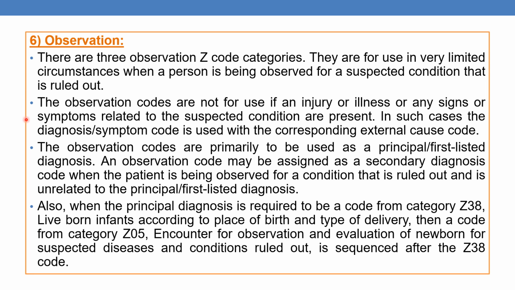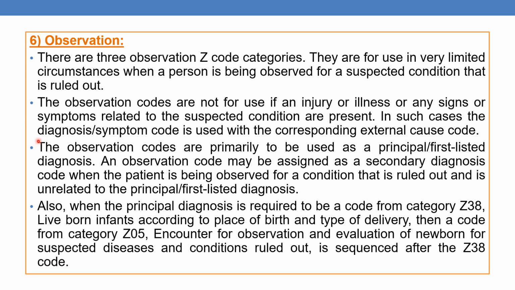The observation codes are not for use if any injury or illness or any sign or symptoms related to the suspected conditions are present. In such cases, the diagnosis or symptom code is used with the corresponding external cause code. Whenever a sign, symptom or any injury or illness is present, that specified code is given instead of the observation code, along with the external cause code.